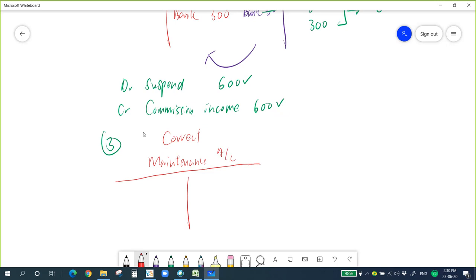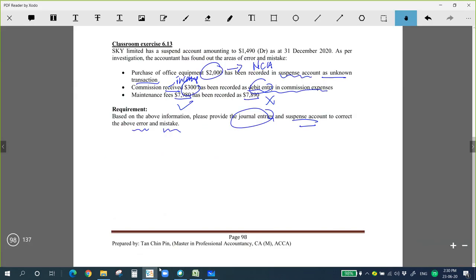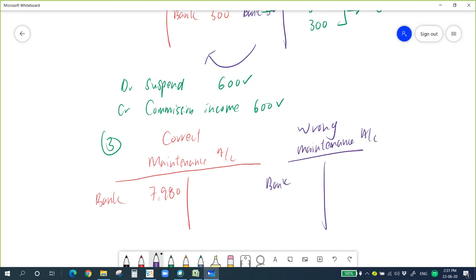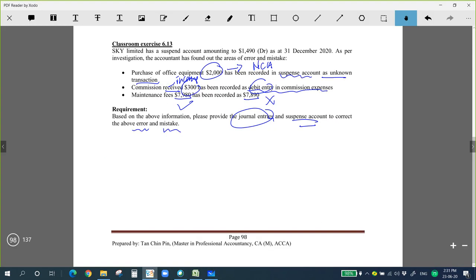By right, I should show I make a payment. The amount is, what's the amount? 7980. So we will write 7980. So what's the wrong one? The wrong entry inside your maintenance account, they also write bank in the same direction, debit side. However, they write 7890.